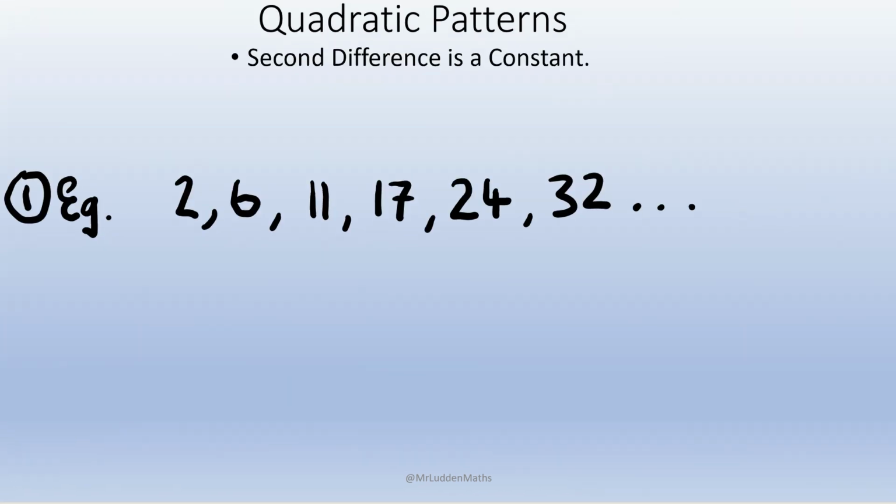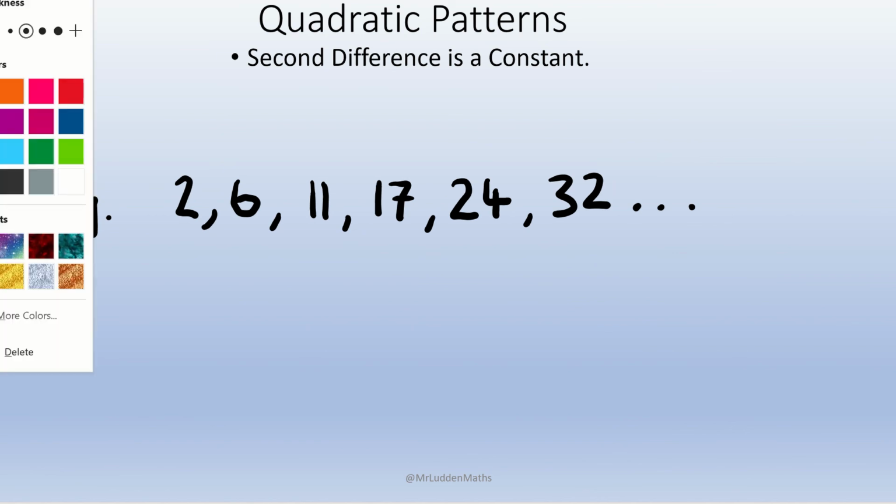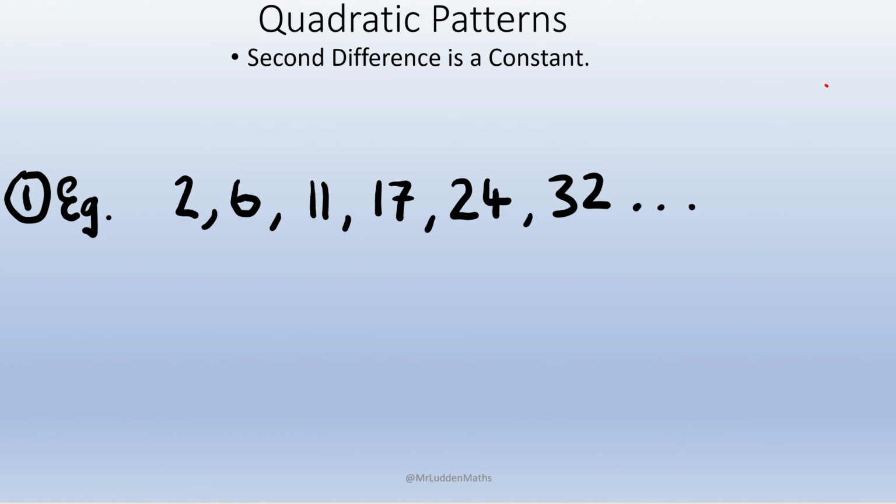So for our quadratic patterns, the first thing we need to do is identify, well, is it quadratic or not? And we're going to start off the same way as our linear patterns, and we're going to find our first difference. So for this here, I'm just going to draw out my arrows. For my first difference between 2 and 6, my answer is 4. For 6 and 11, my answer is 5. For 11 and 17, that's 6. To get from 17 to 24, that'd be 7. And to get from 24 to 32, that would be 8.